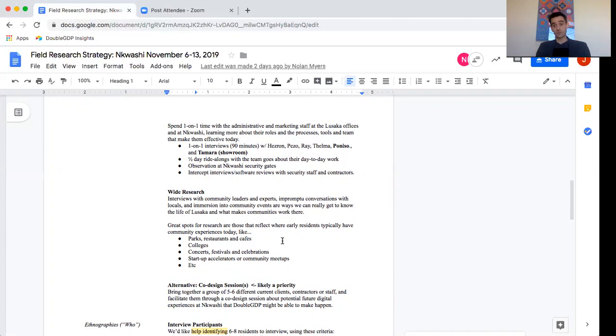So that's what we're working on. We're working hand in hand with the Nkwashi team to go figure out how to set this plan into motion over the next month, so that when we're on the ground in Lusaka in around November 8th, we can just be really productive and completely in it to win it on that research trip. So that's the overview.